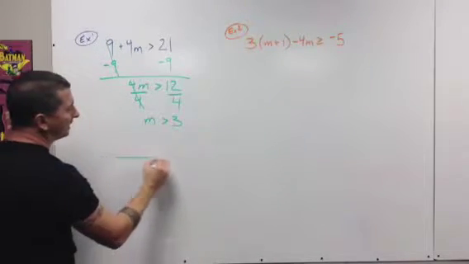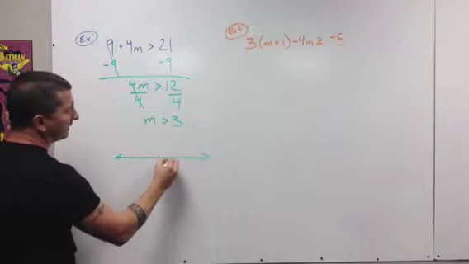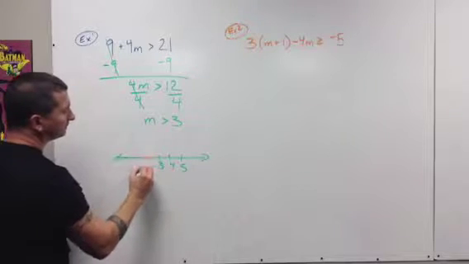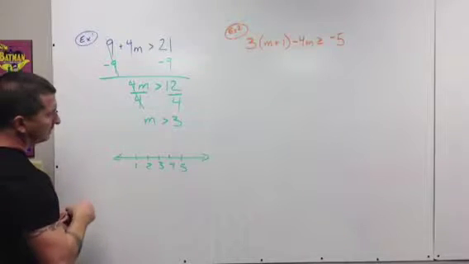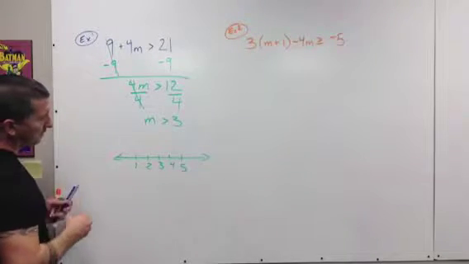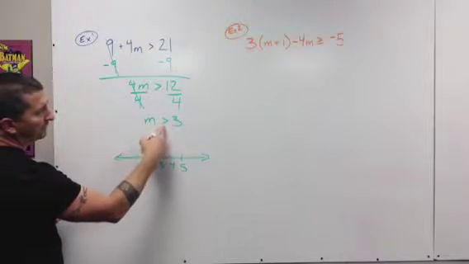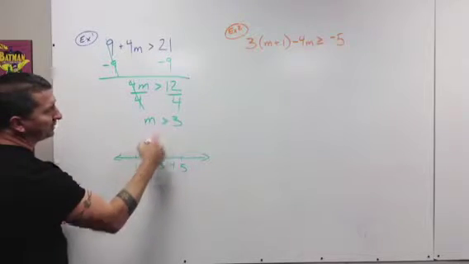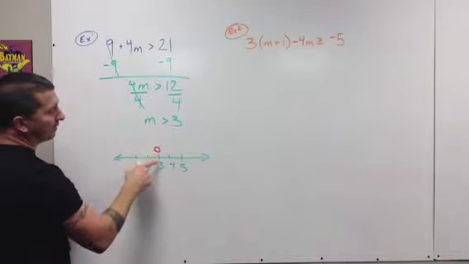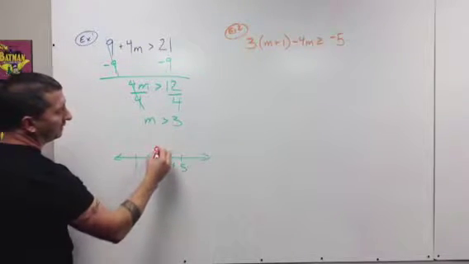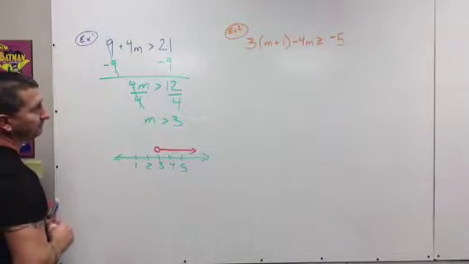Now to graph this on a number line, we want to show all the numbers that are greater than 3. So at 3 we're going to put an open circle. It's open because this is greater than, it's not greater than or equal to. If it was, it would be a closed circle. And m is greater than 3, so all the numbers greater than 3 are solutions for this inequality. So we graph the line to the right.